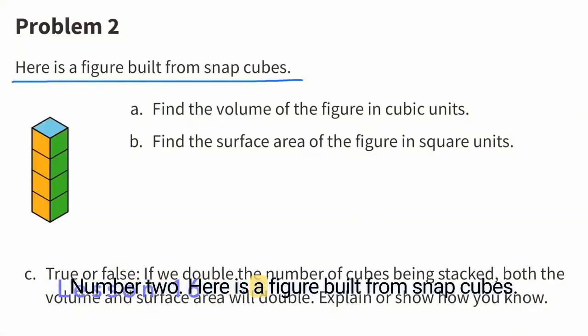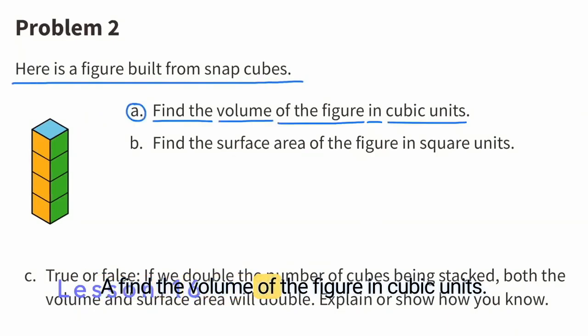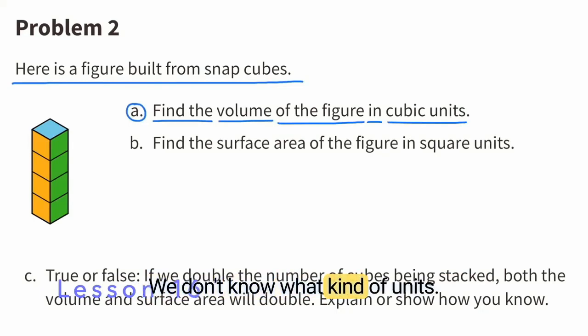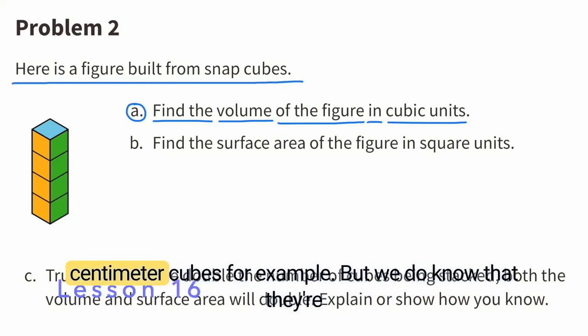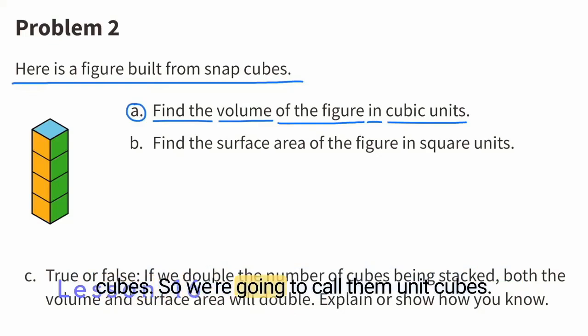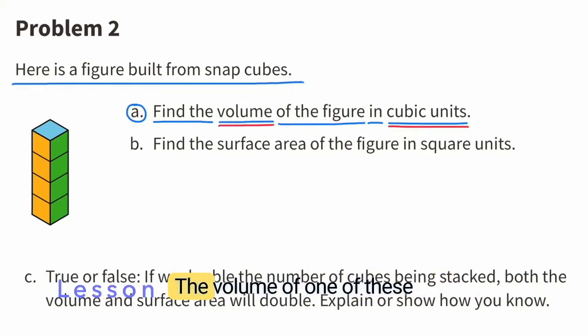Number 2, here's a figure built from snap cubes. A. Find the volume of the figure in cubic units. We don't know what kind of units. Like we don't know if these are inch cubes or centimeter cubes, for example, but we do know that they're cubes. So we're going to call them unit cubes. The volume of one of these cubes is called 1 cubic unit.